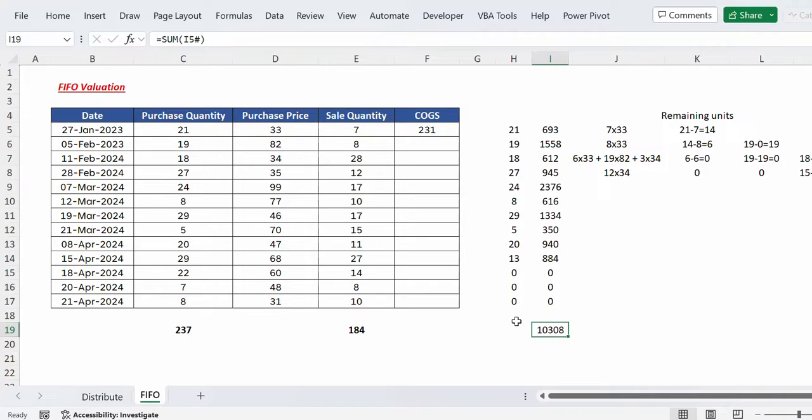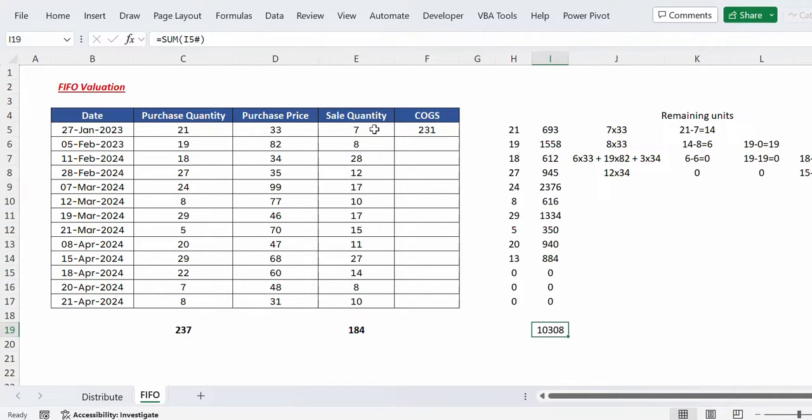Now, what we are again trying to do is break this 10308 total cost of goods sold for each of these dates here, right? And we are trying to arrive at the cost of goods sold for each of the sales of quantities that we did here, right? So this is going to be our goal here. And let's see how we can achieve that, right?